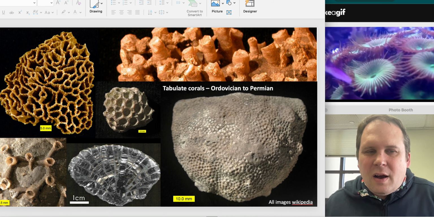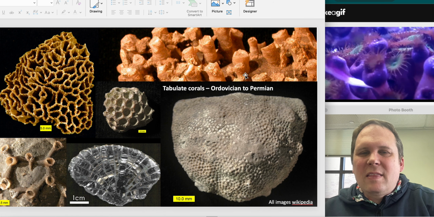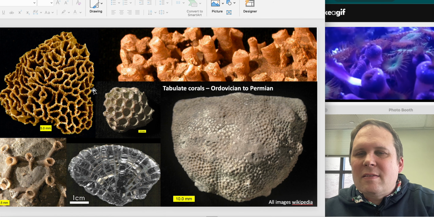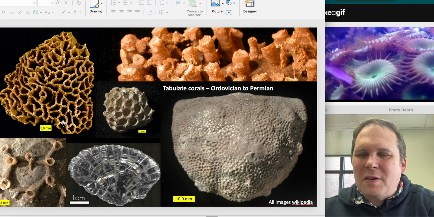All right, here are some tabulate corals over time. So some of them take the form of long tubes like this. Some are like little chains. We used to call these chain corals. You get those in the Devonian.